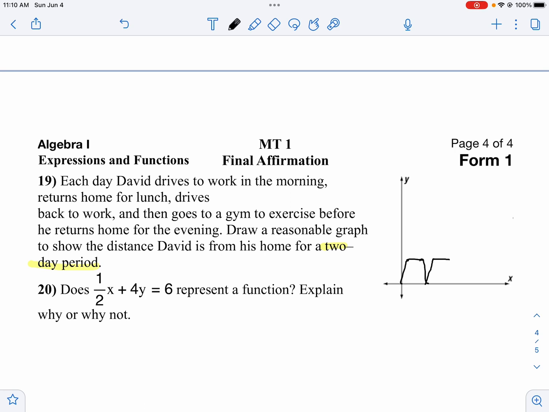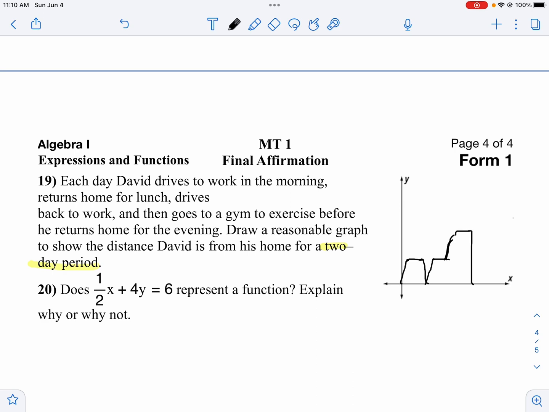Now the question is, the gym, you have a choice. Is the gym farther away or closer to his home? Let's say it's further away. So he's going to drive from work, he's going to go to the gym. He's going to stay at the gym for a while, then he's going to return home.